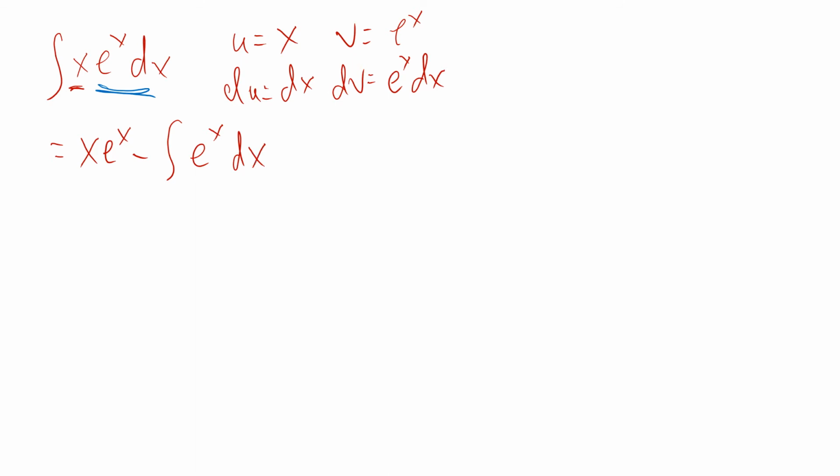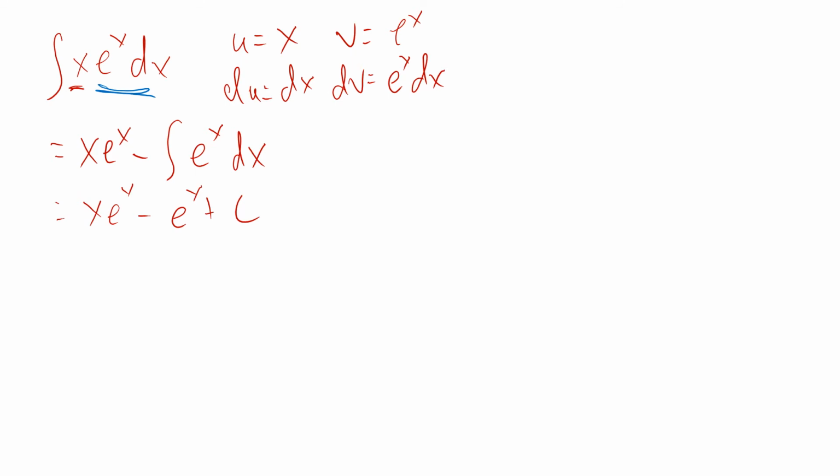Now what's the antiderivative of e to the x? We already found it once, it's just e to the x. So this will be x e to the x minus e to the x, and this is where you'd put your plus c. So there we go. That's the antiderivative of x e to the x.